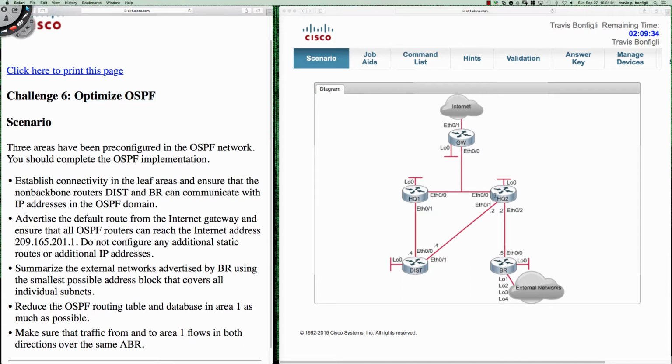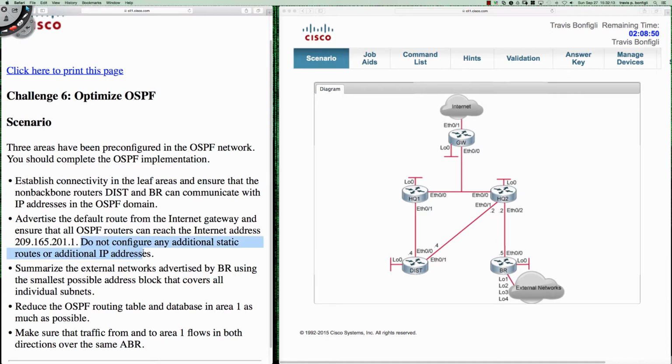Again, we've got the same sort of network setup that we had with challenge number 5, but now we get some different tasks. The first one is to establish connectivity in the leaf areas and ensure that the non-backbone routers, DIST and BR, for distribution and branch, can communicate with IP addresses in the OSPF domain. Then we're going to advertise a default route from the internet gateway, this router here, GW, and ensure that all OSPF routers can reach the internet address 209.165.201.1.